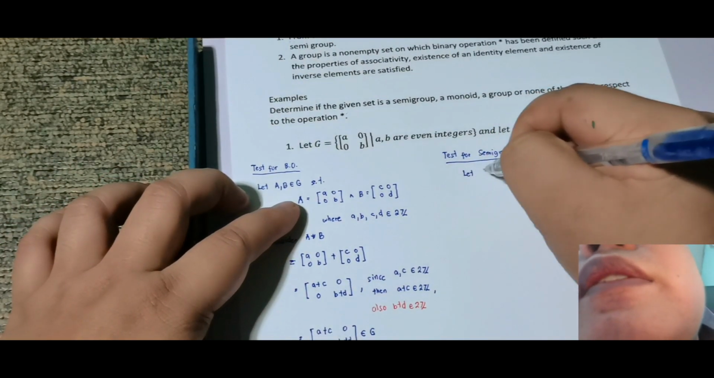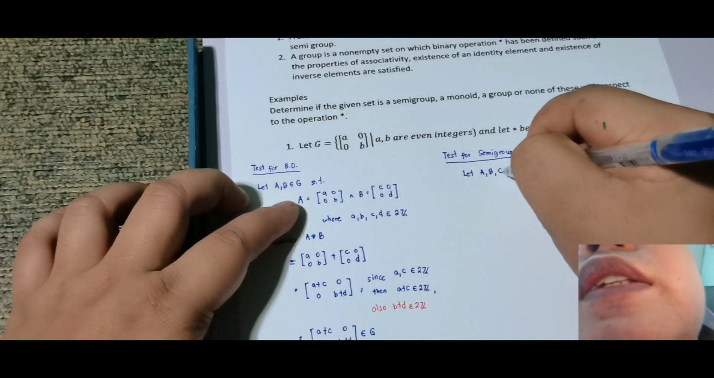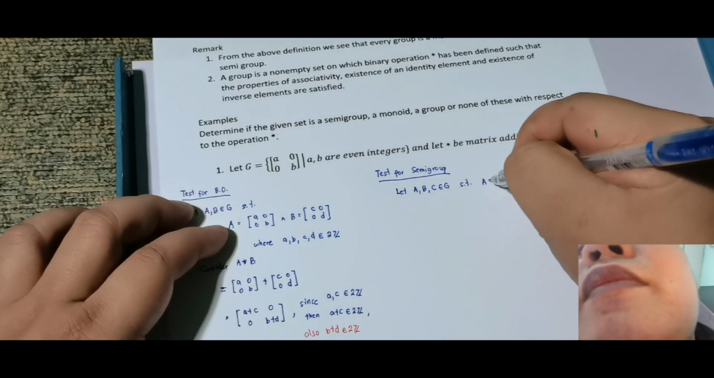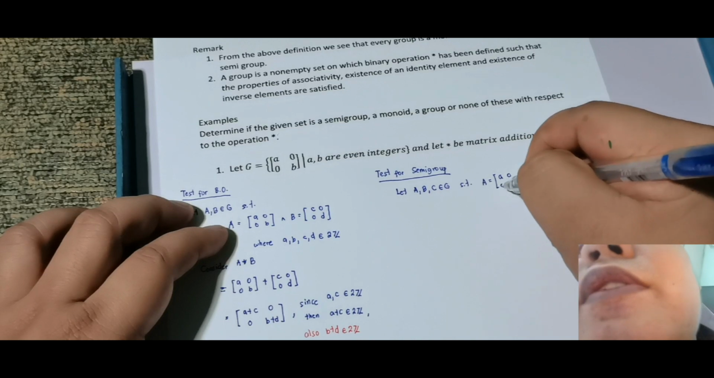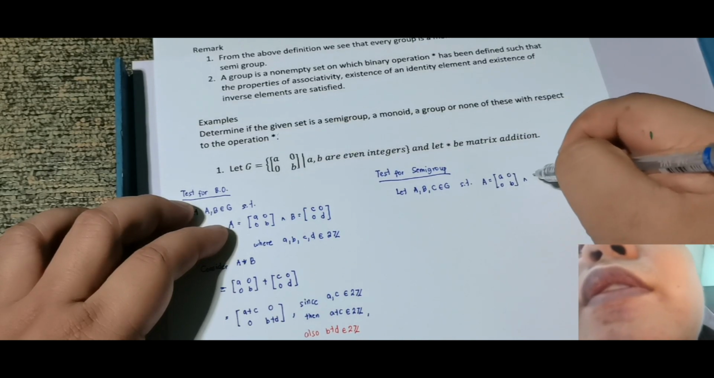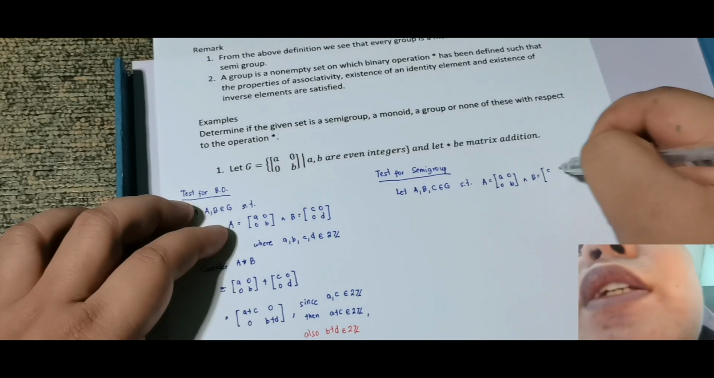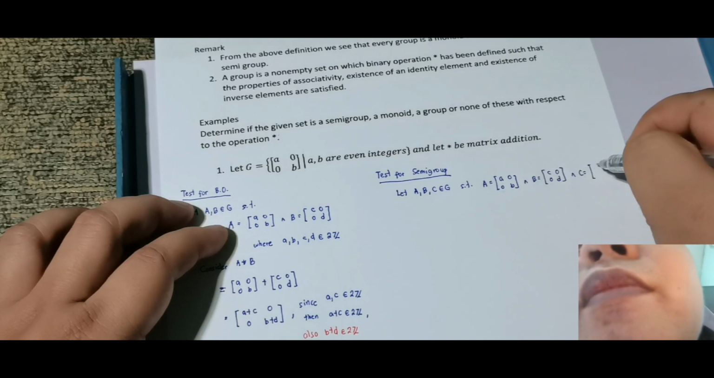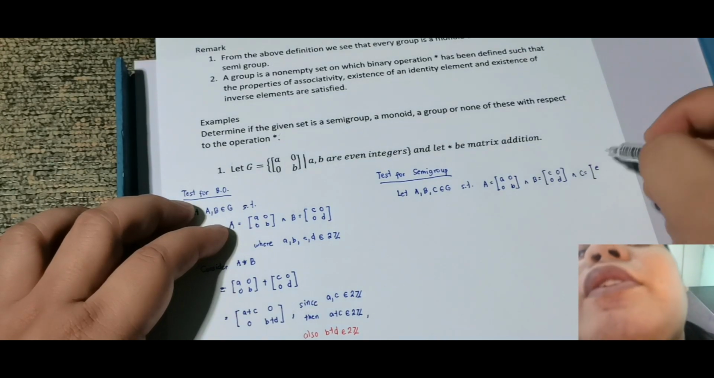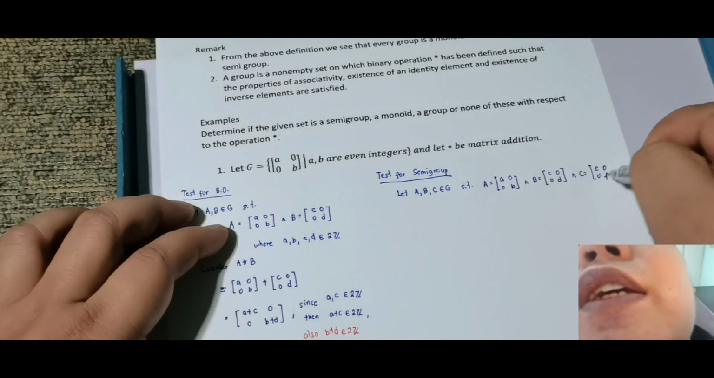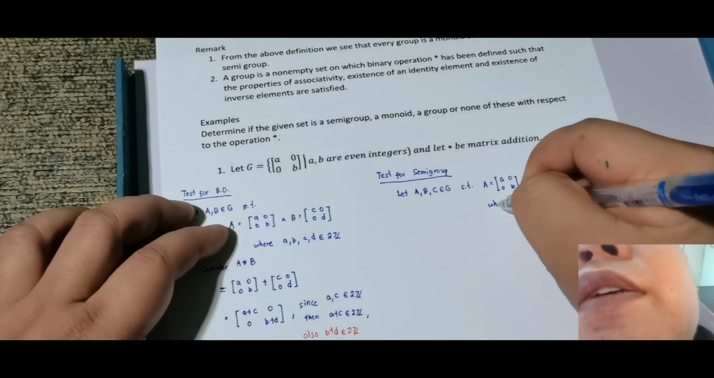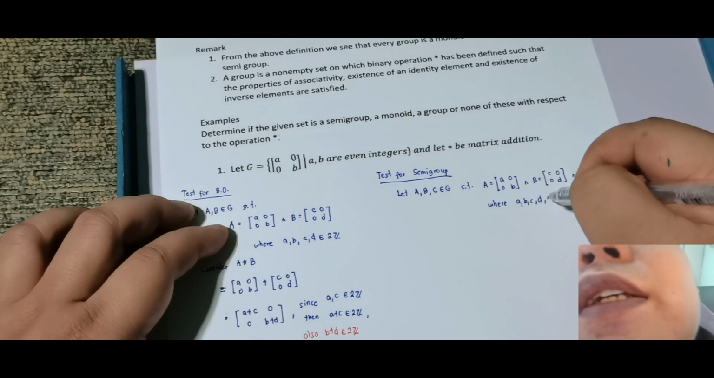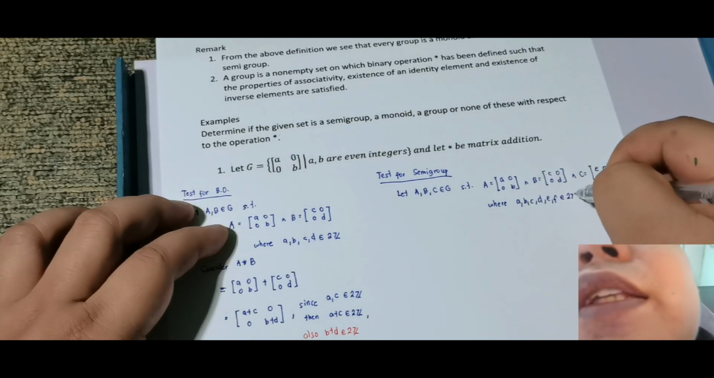So ganun pa rin, let natin na A, B, and C element of G such that A is equal to [A 0; 0 B], B is equal to [C 0; 0 D], and C is equal to [E 0; 0 F], where A, B, C, D, E, F are elements of the even integers.